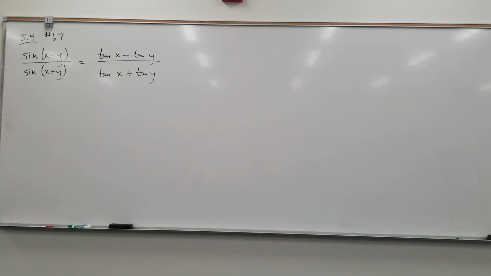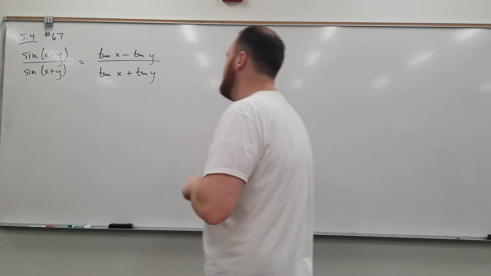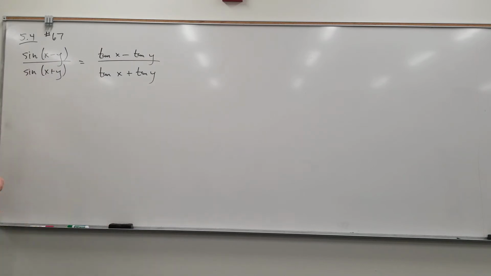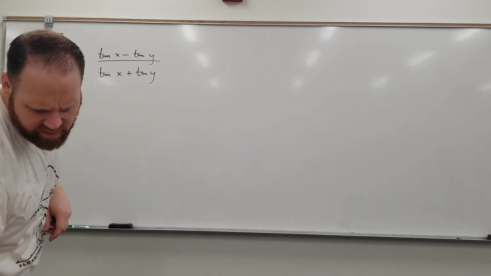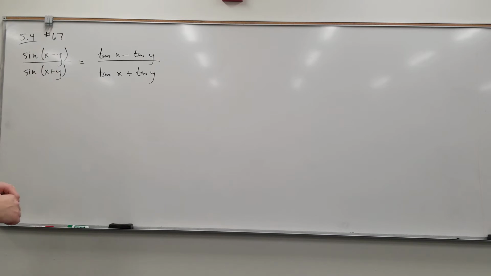All right, 5.467. So this is the identity that we're supposed to prove, I'm guessing. Yeah, verify that each equation is an identity. Okay, so we have to verify that this thing is an identity.